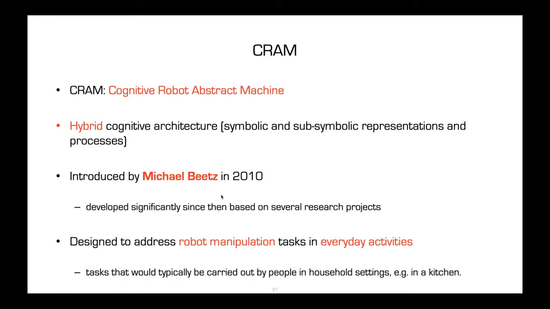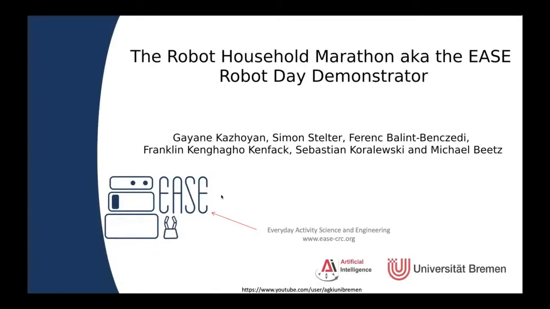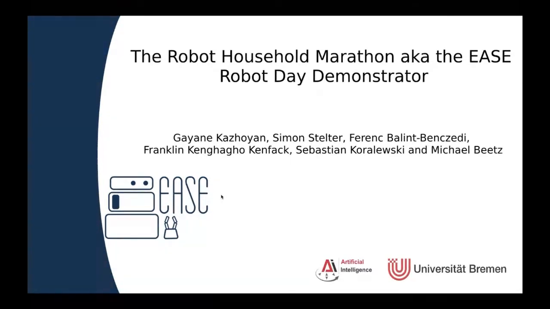Michael has been developing this for many years. And it's been developed very substantially over the last 10, 11 years. And my goal today is to show you where it's going to be going in the next 4 years and beyond. And it was designed specifically as a robot cognitive architecture in order to focus on robot manipulation in everyday activities. So let me just give you a little clip from a video, give you some respite from my voice.